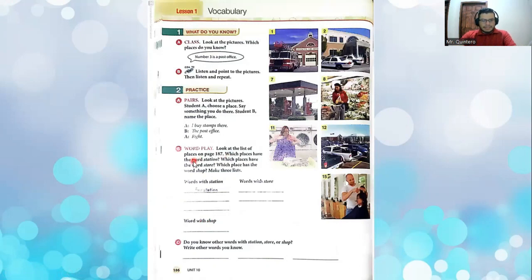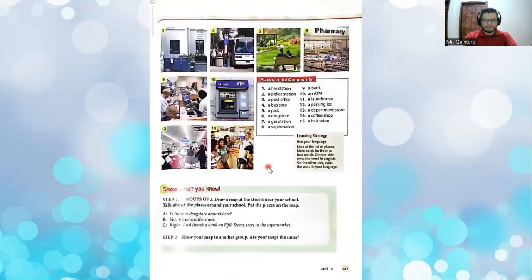Look at the list of places on page 187. Which places have the word station? Which places have the word store? Which places have the word shop? Make 3 lists. For example, words with station: fire station, police station, gas station. Words with store. For example, we have over here a department store, number 13. What else? A drugstore. Listen to me. A drugstore, etc.